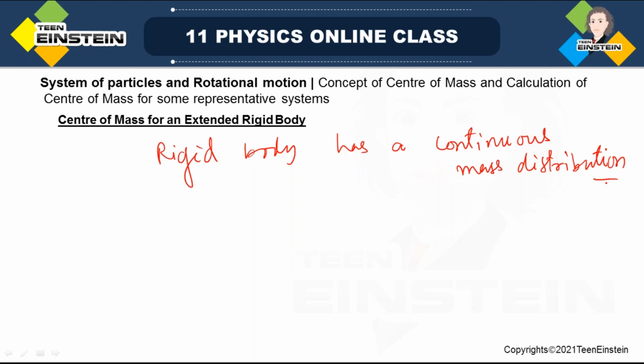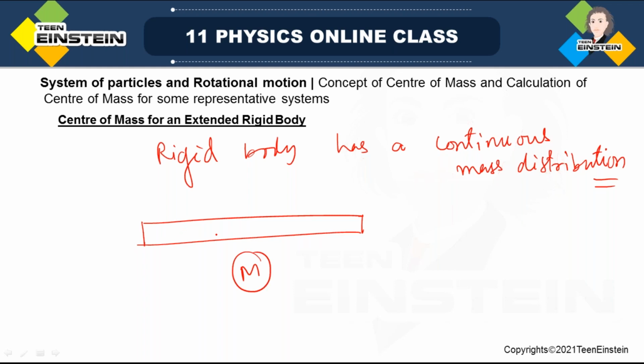Okay, continuous mass distribution. How? Suppose I take a bar like this. Okay, so this is a bar. The whole mass may be capital M, but this mass has been distributed all over the rod. So in this case, how to calculate the center of mass? You again have to consider a coordinate system. Suppose I take the middle of the rod as the origin. Suppose this is the y-axis, this is the x-axis. My center of mass should lie anywhere on the object itself. So the y coordinate of the center of mass will be zero.